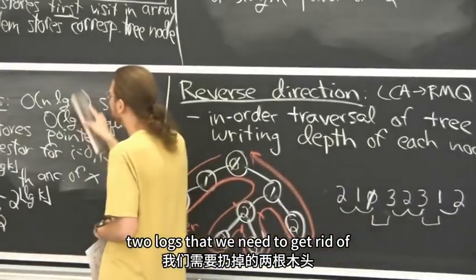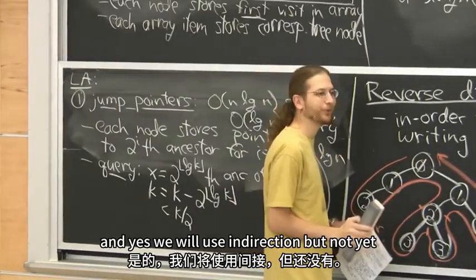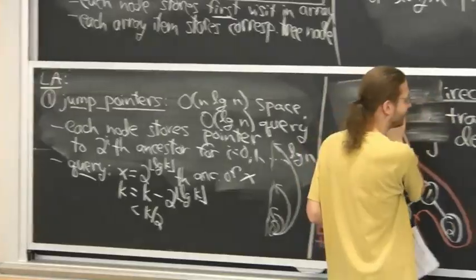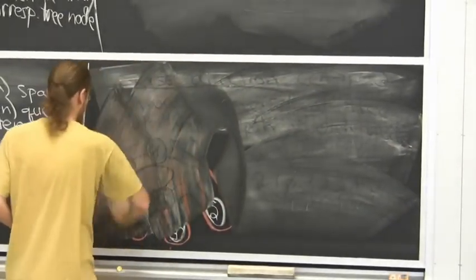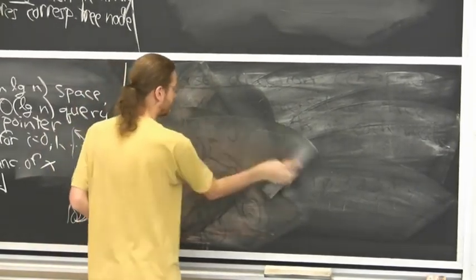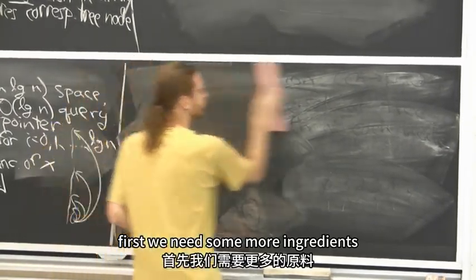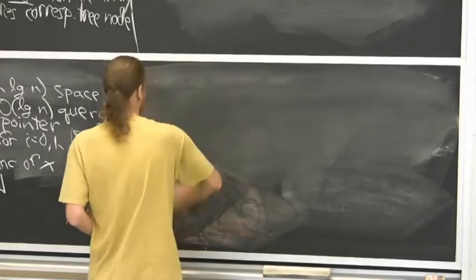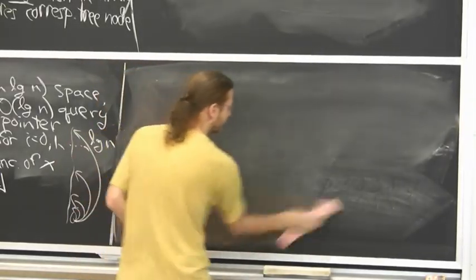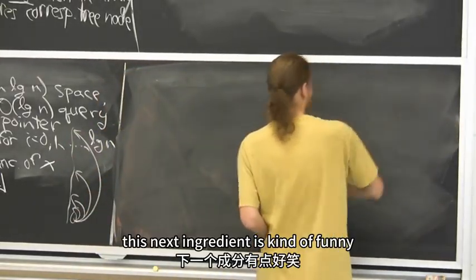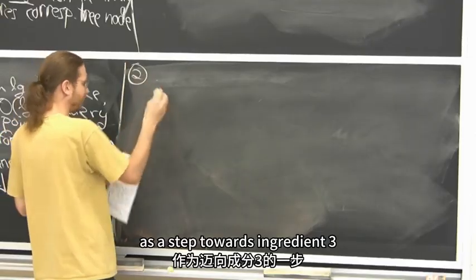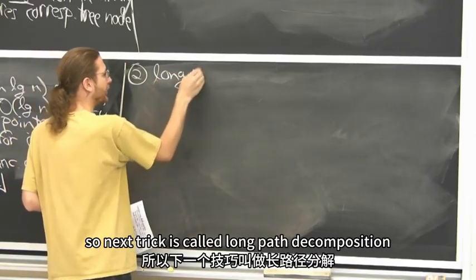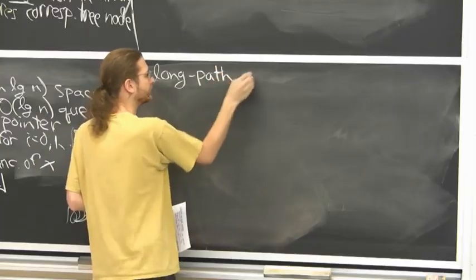Two logs that we need to get rid of. And yes, we will use indirection, but not yet. First, we need some more ingredients. This next ingredient is kind of funny because it will seem useless, but in fact, it is useful as a step towards ingredient 3. So next trick is called long path decomposition.